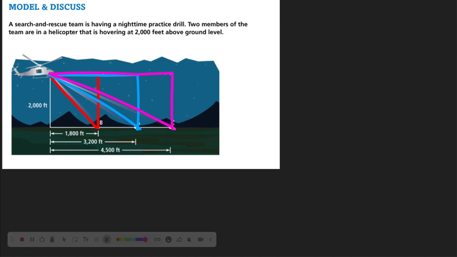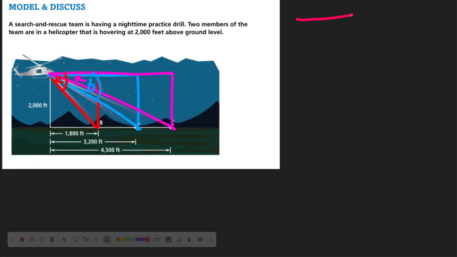So what you need to know is that if these guys were looking straight down, this would be 90 degrees. So A is that angle of depression. The entire thing B is that angle of depression. And then this entire thing C is that angle of depression. We'll just go in order. So let's find A first.